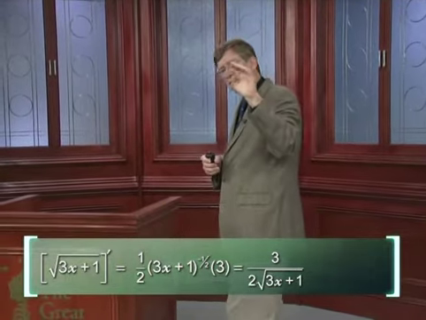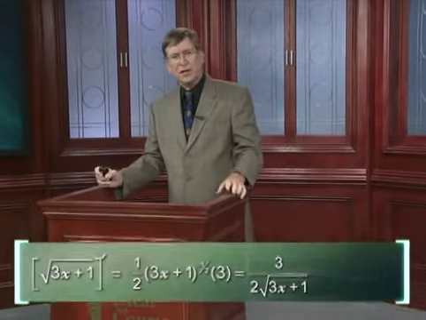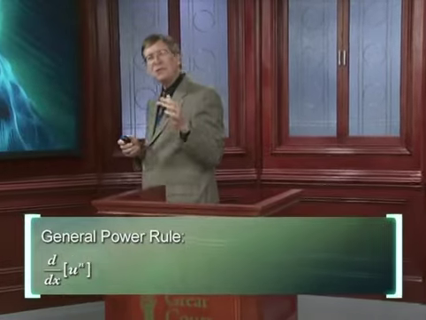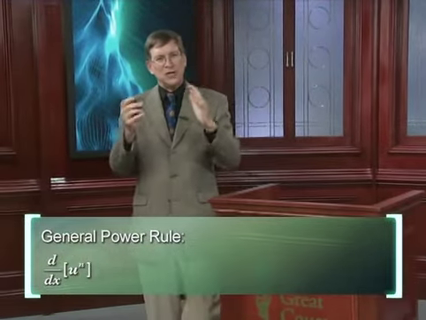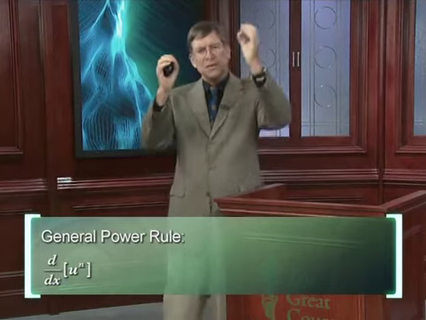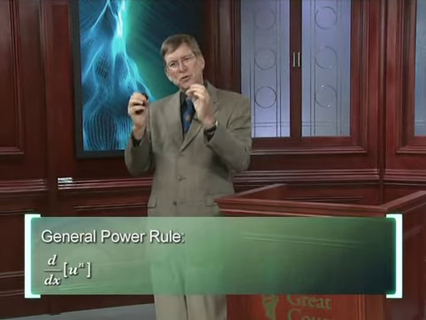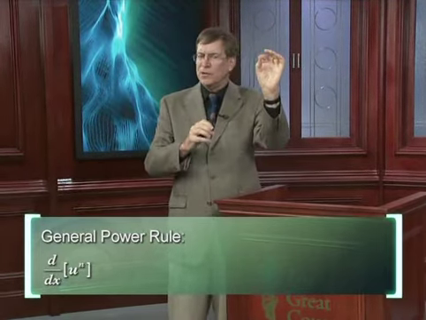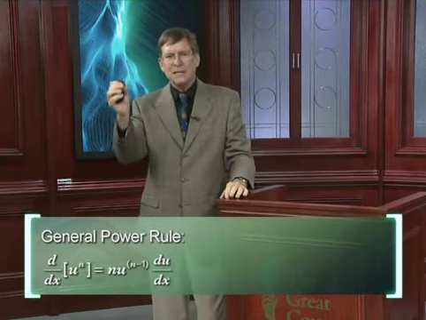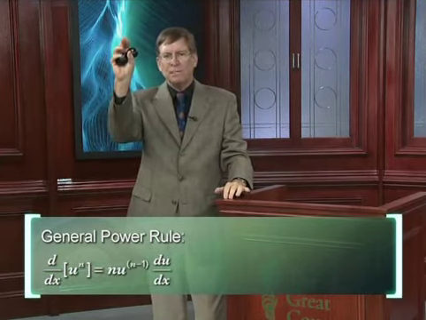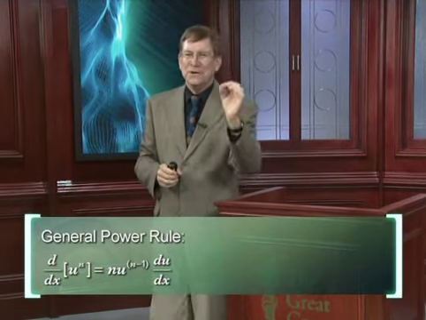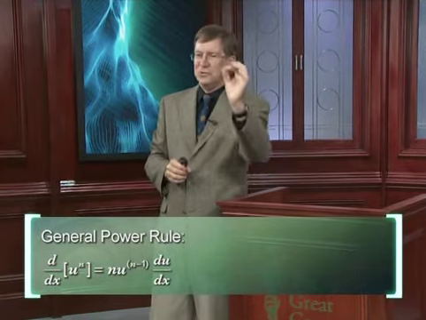Notice the form of both of these problems that we just did: something to a power, u, which is the inside function, to a power. This is often called the general power rule when we apply the chain rule to u to the n. And the derivative of u to the n, where n is any real number, is n times u to the n minus 1, and then don't forget the derivative of the inside, du dx.